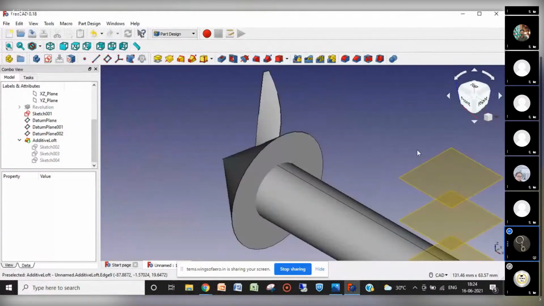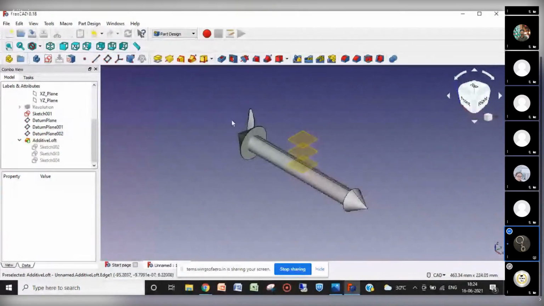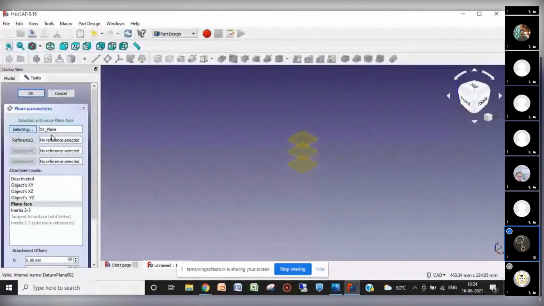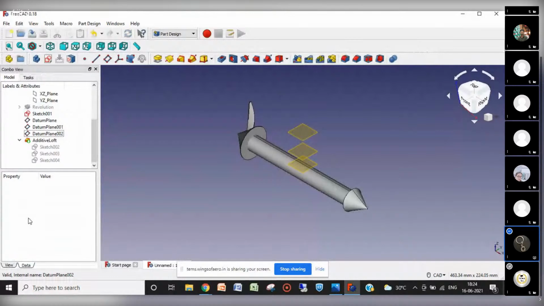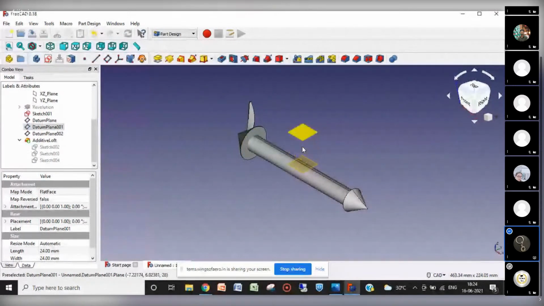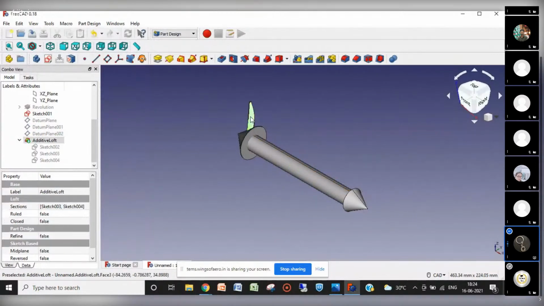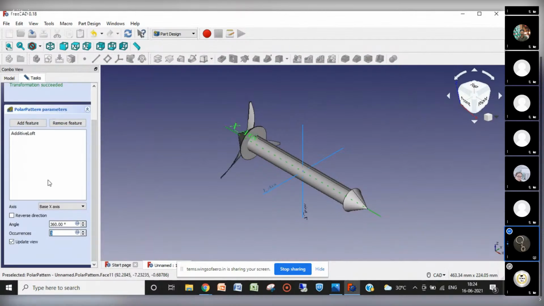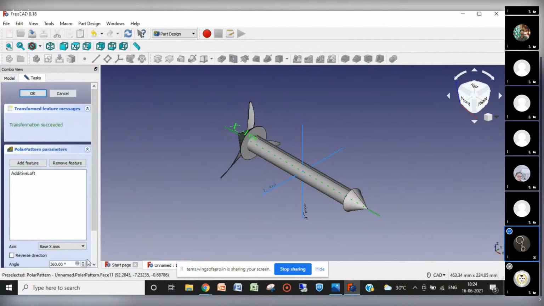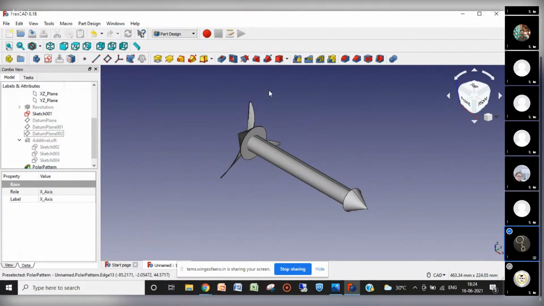Just make it isometric, zoom to fit. With 55. Now it is much more clear. And then hide these planes. Okay, now select this and polar rotate it about x-axis. And how many blades we need? We are making 3 for now. Okay, fine. Now this nacelle has been made.